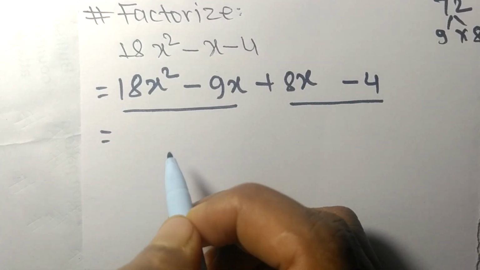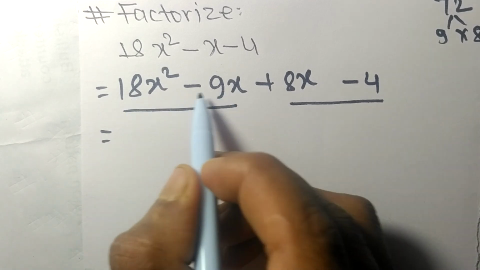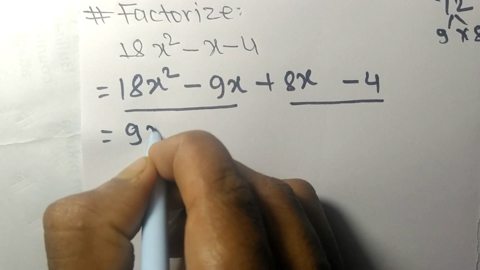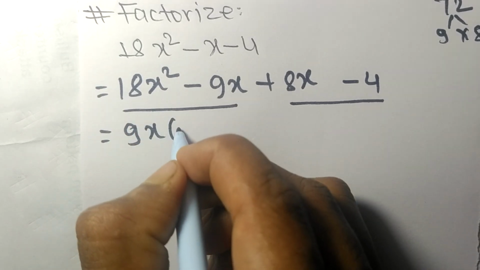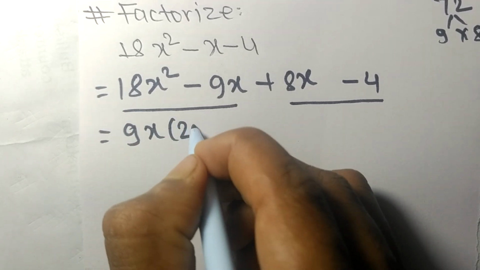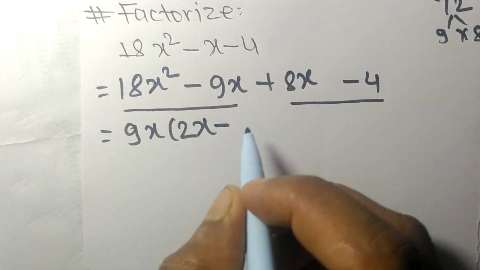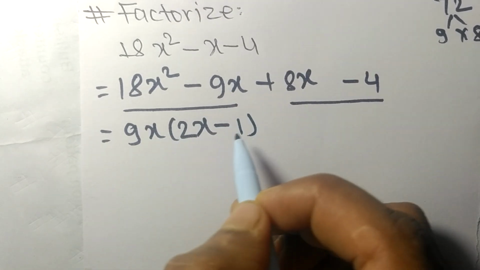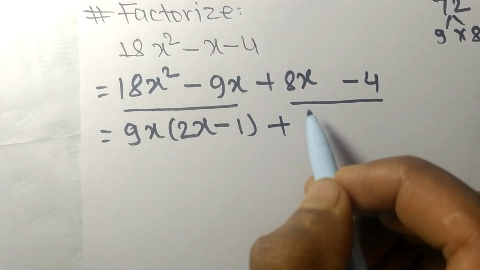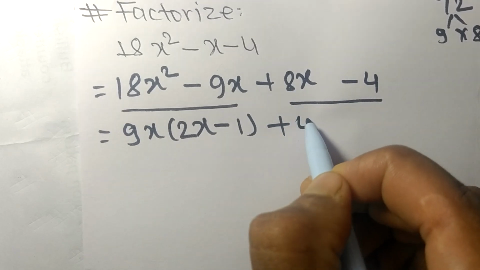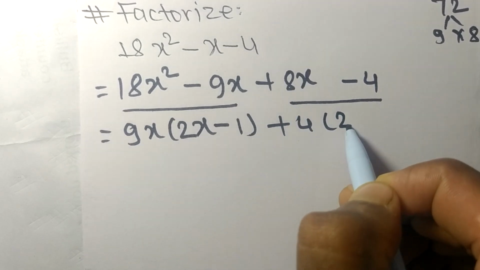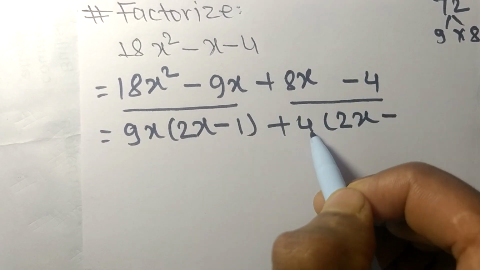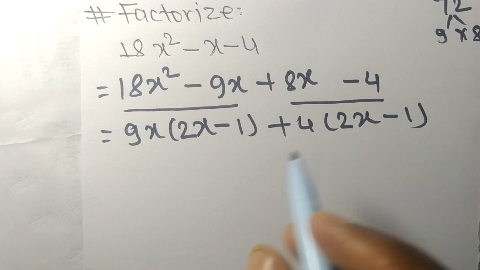So now we find the common factor in both, first expression. So common here is 9x. So 9 times 2 means 18 and x minus 9x already came, so remaining 1 plus. The common in both is 4. So 4 times 2 means 8 and x minus 4 already came, so 1.